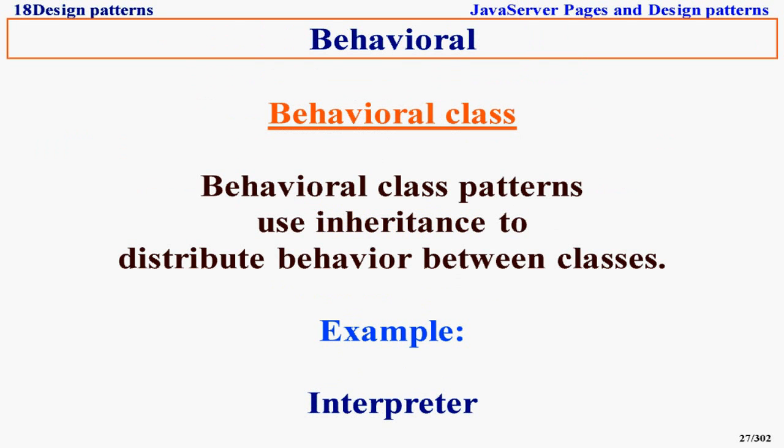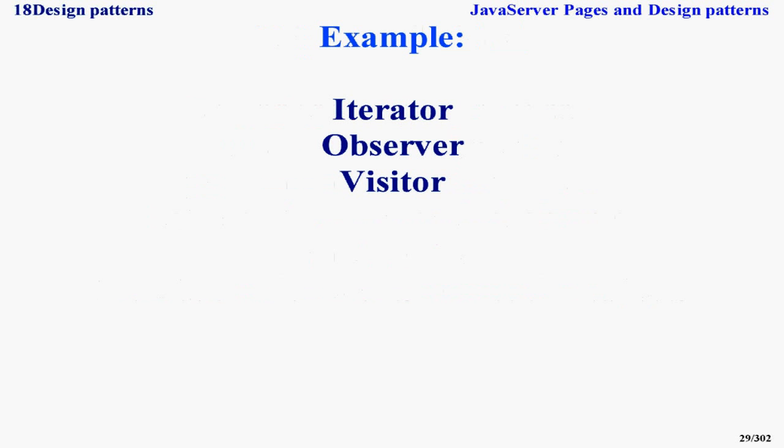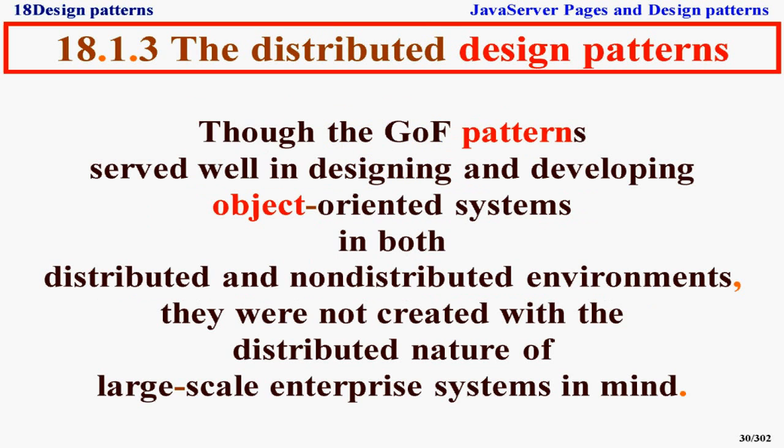Example: interpreter. Behavioral object patterns allow us to analyze the patterns of communication between interconnected objects, such as the included objects of a composite object. Example: iterator, observer, visitor. 18.1.3 The distributed design patterns.